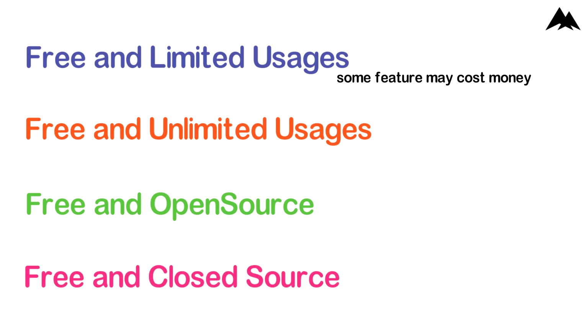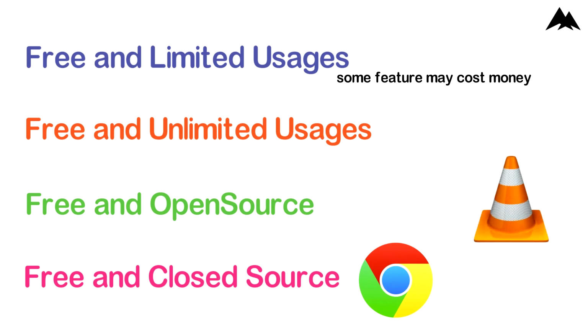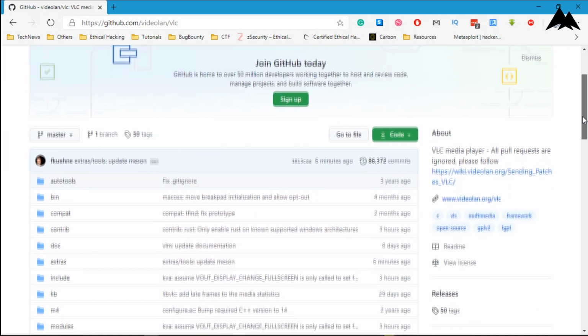So for example, you may have used Google Chrome. Google Chrome is free to download. You do not have to pay money, but it is not open source. The source code for Google Chrome is not publicly available. The next example is VLC Media Player. You may have used it. It is free and open source. You can download it at no cost, and you can literally view all the source code behind the VLC Media Player.